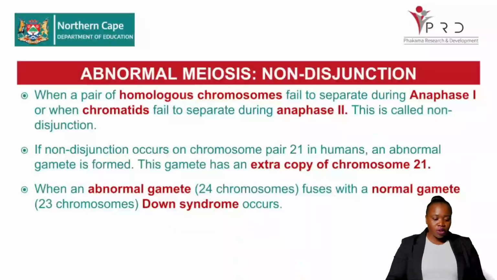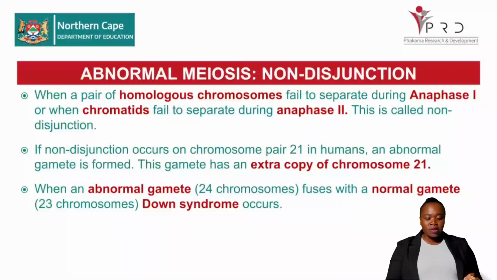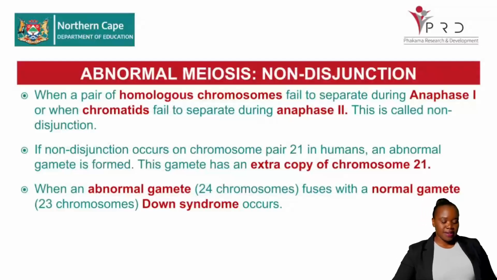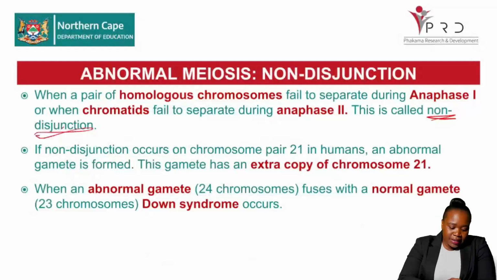Now, moving on to non-disjunction, or abnormal meiosis, and the consequences of abnormal meiosis. Remember, during anaphase, both anaphase 1 and anaphase 2, the chromosomes have to separate, right? They have to be pulled to the opposite poles to form the new cells. This is not always the case. Sometimes the chromosomes or the chromatids fail to separate, right? Remember, that is called non-disjunction.